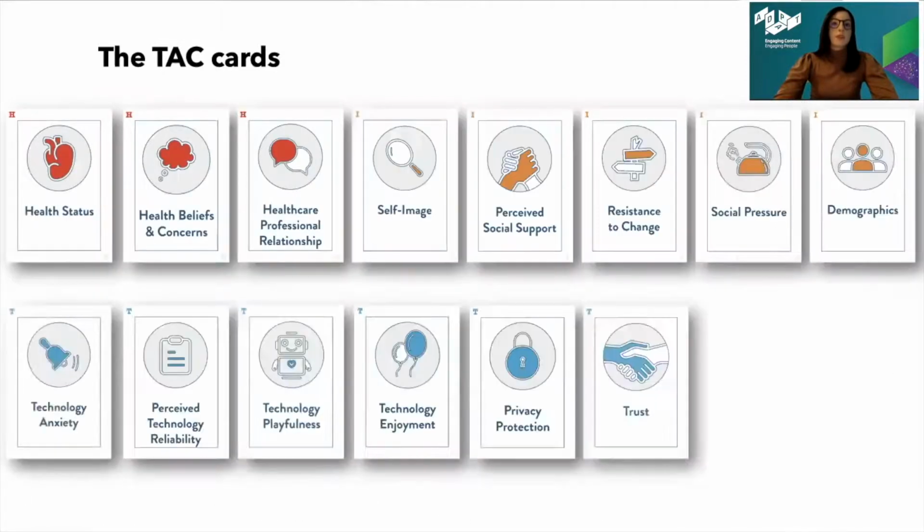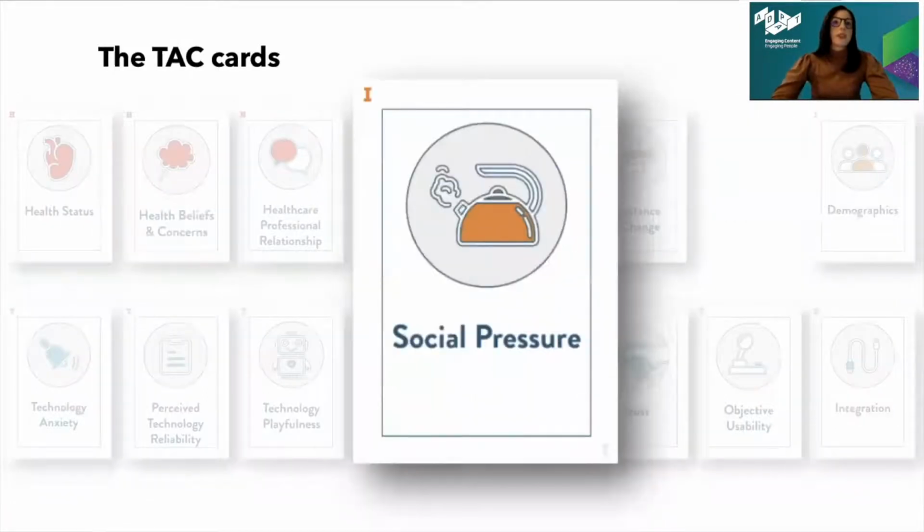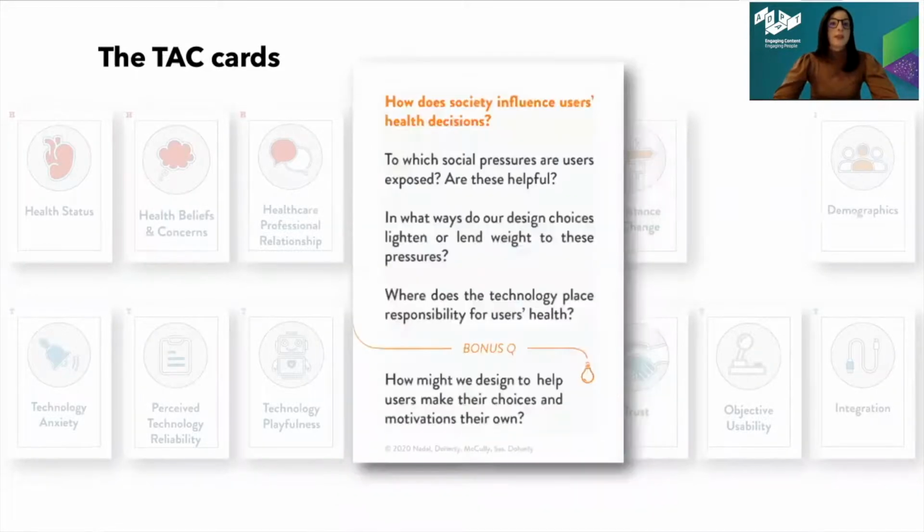To design the TAC cards, we reviewed the literature on user acceptance and selected validated models. We then extracted the acceptance factors from these models, regrouped them when there was overlap. And so this resulted in a set of 16 acceptance factors that we have translated into cards. Each TAC card includes on the front an icon, the name of the factor, and on the back a question in bold which conveys the factor's definition and a series of questions encouraging designers' reflection on the different aspects of that definition.